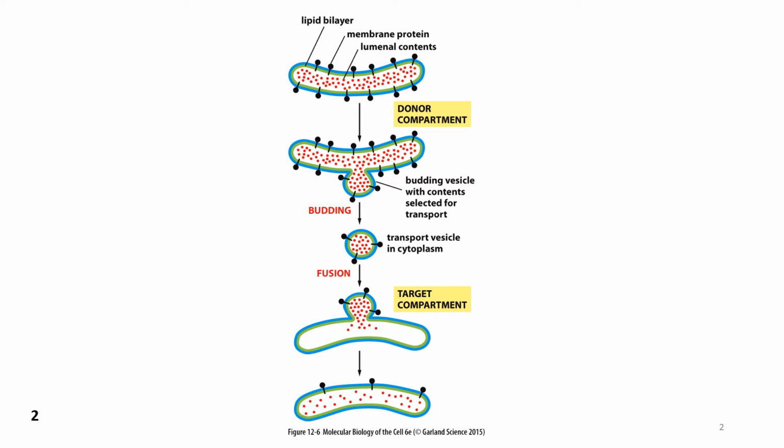As a vesicle buds off, that orientation of both membrane-bound proteins and soluble proteins is maintained such that what had been in the donor compartment oriented toward the cytoplasm remains oriented toward the cytoplasm in the budded vesicle. What had been oriented toward the donor compartment lumen remains oriented toward the lumen of the vesicle. That orientation is maintained after fusion, such that in the target compartment, what had been oriented toward the cytoplasm remains oriented toward the cytoplasm. What had been oriented toward the lumen of the donor compartment is now oriented toward the lumen of the target compartment. Anything that was in the lumen of the donor compartment, those soluble proteins, are going to be delivered to the lumen of the target compartment.